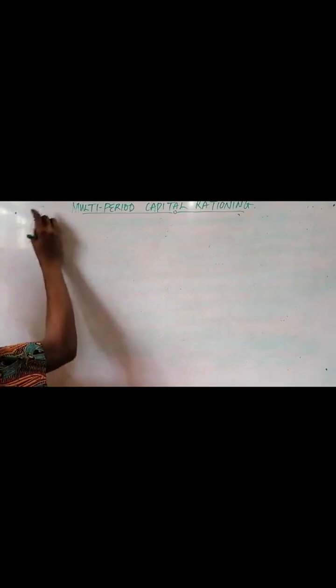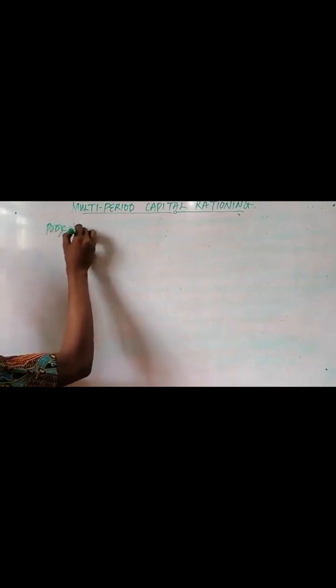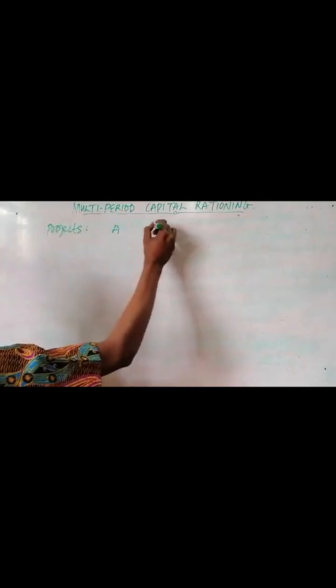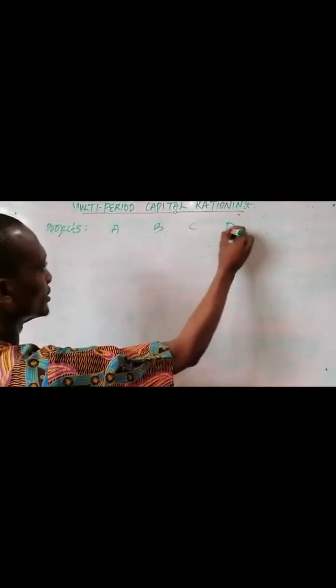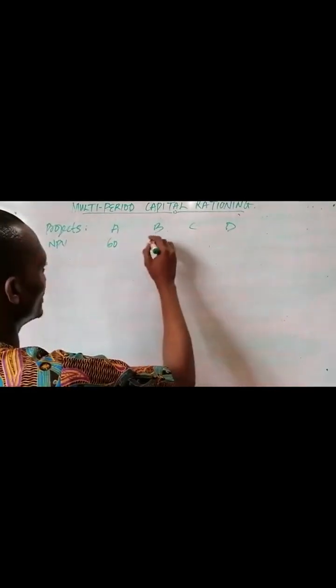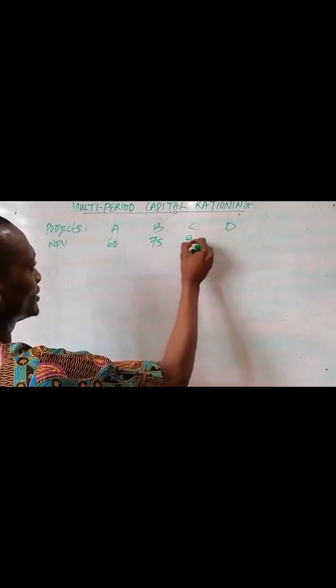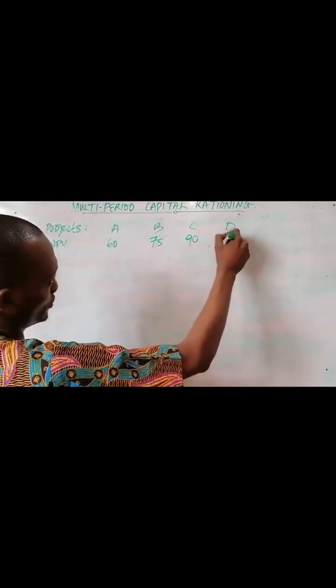Let's say for example we have projects A, B, C, D. Let's now say their NPVs are: the NPV of project A is 60, project B is 75, C is 90, and D is 100.